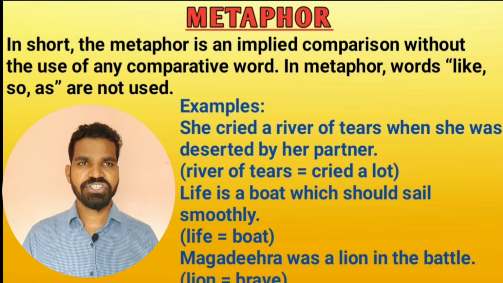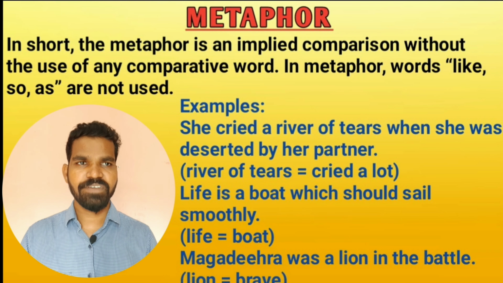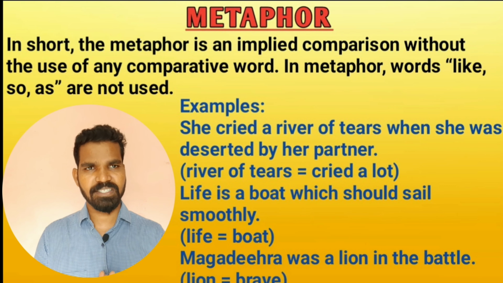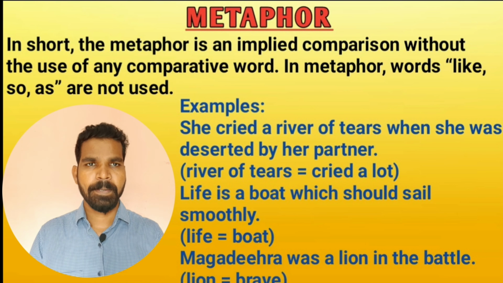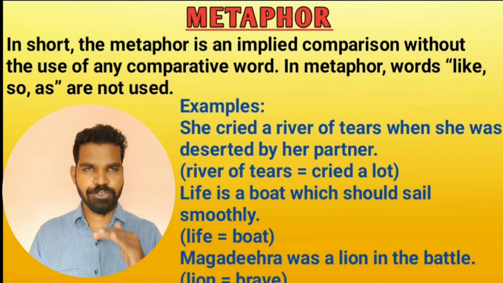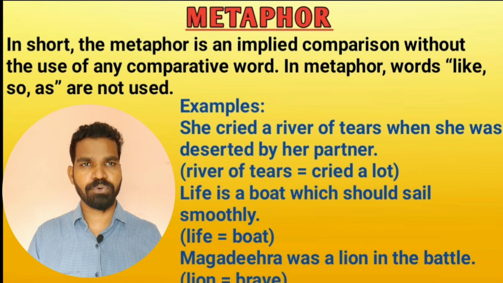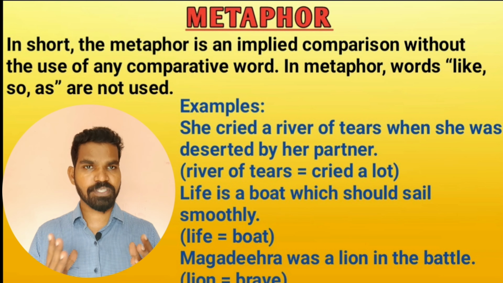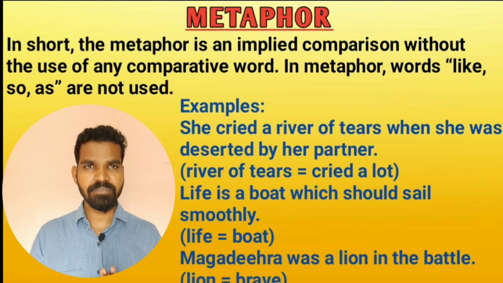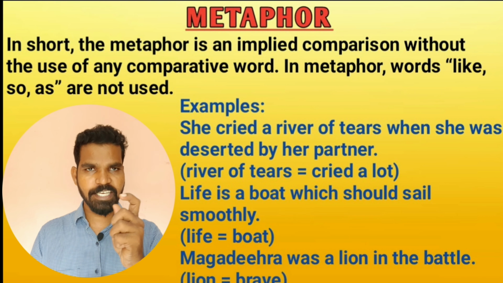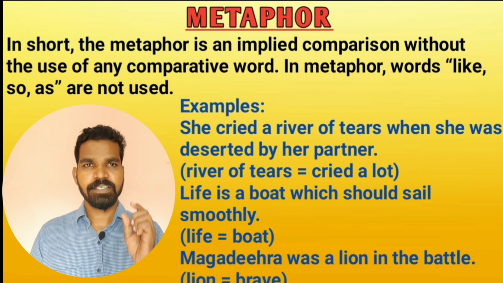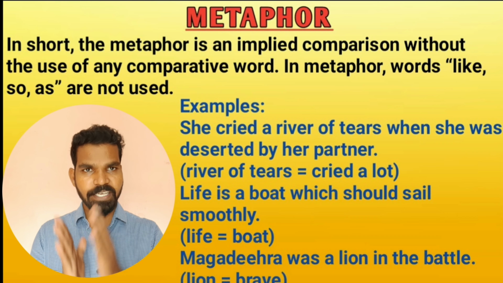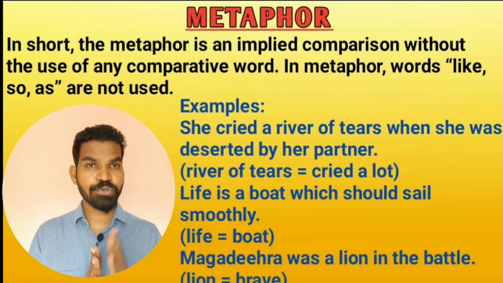More examples. She cried a river of tears when she was deserted by her partner. Here, a river of tears means she cried a lot. Life is a boat which should sail smoothly. Life is compared with a boat. Magadhira was a lion in the battle. It shows how brave he was in the battle. The primary difference between simile and metaphor is this. Simile is compared, A is like B, and in metaphor A is equated with B. I hope you got it.